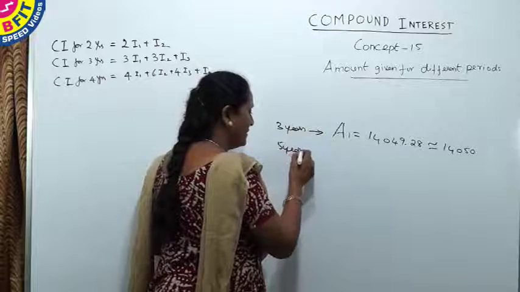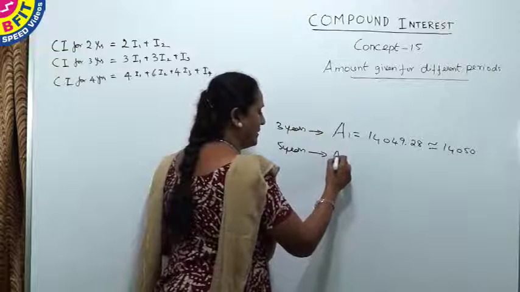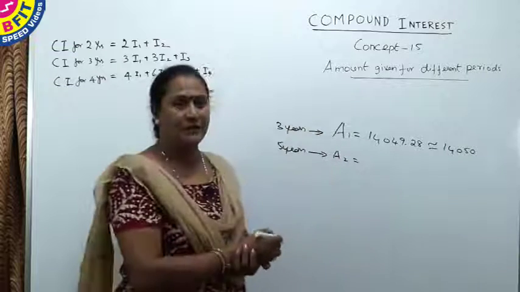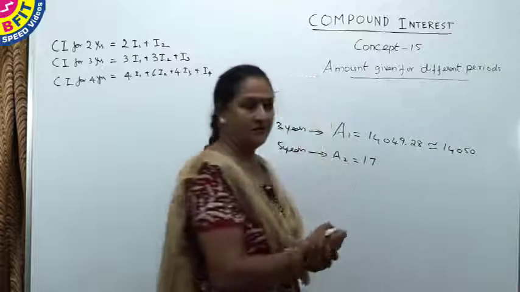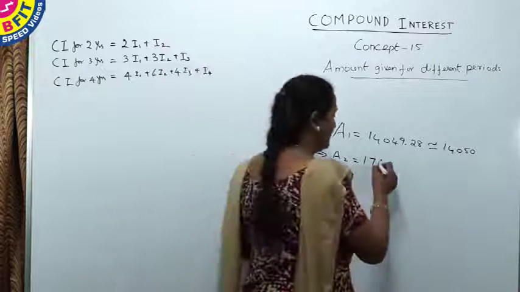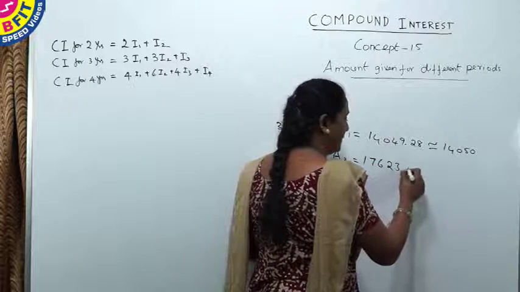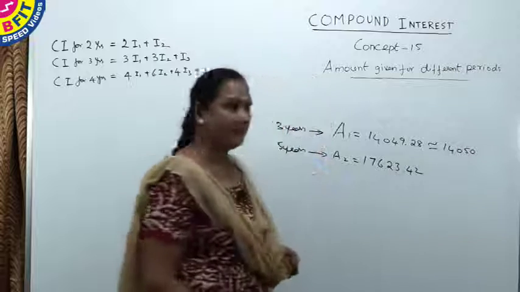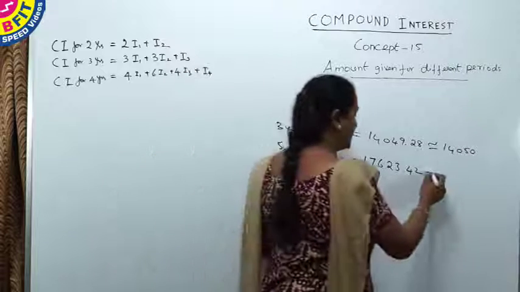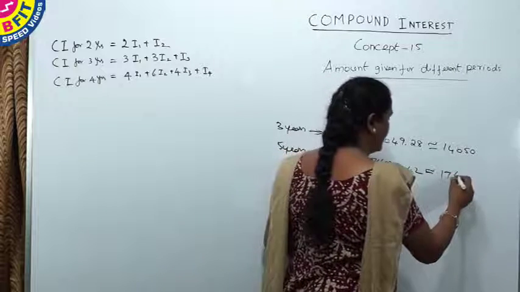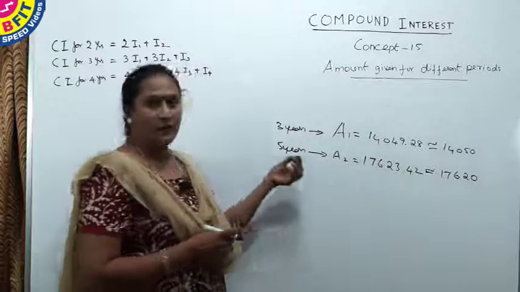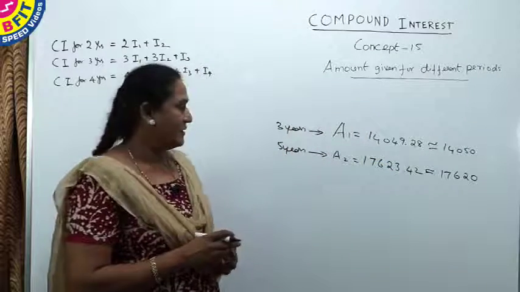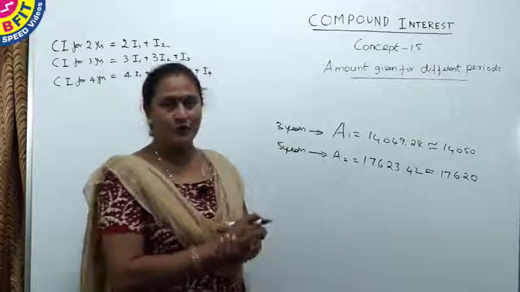And for 5 years, we'll take the amount as A2, and the amount is 17,623 rupees and 42 paise. So we can take this approximately as 17,620. So A1 is the amount for 3 years and A2 is the amount for 5 years.